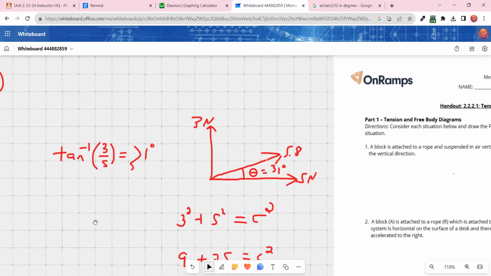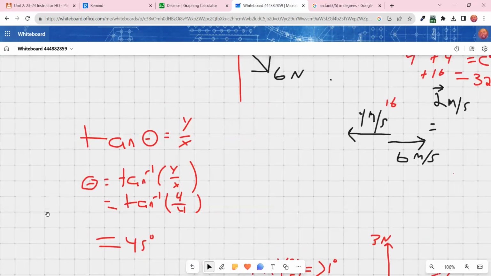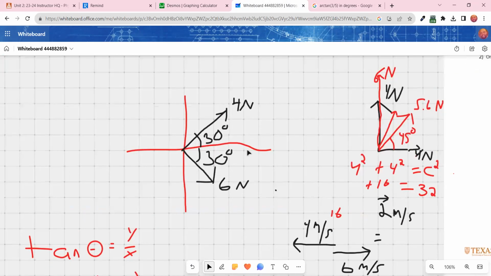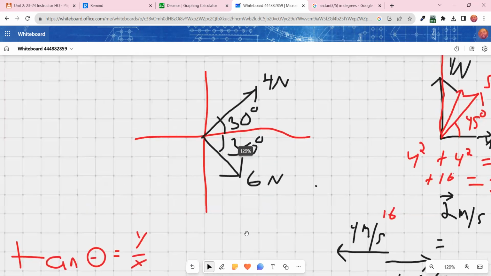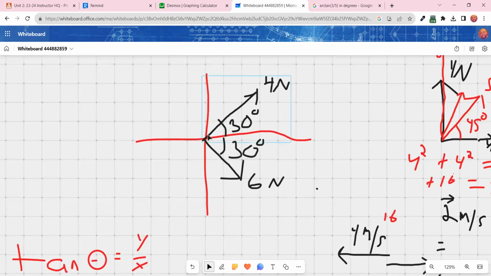Yes. Okay. Now going back to this guy over here. This is me adding these two vectors that are already on an axis. The 6 newtons was directly on the y-axis, and this 4 newtons was directly on the x-axis. But what happens when I have two vectors that are acting on both axes? This guy is on both the x and the y. This guy is on both the x and the y. How can I add them together?